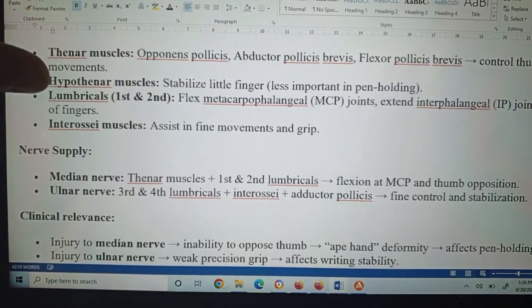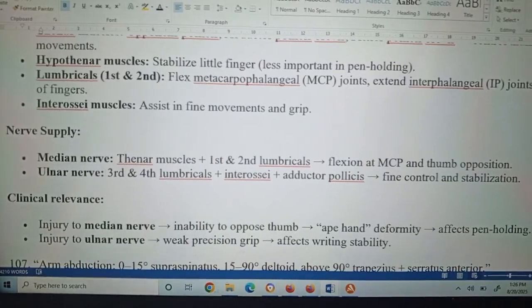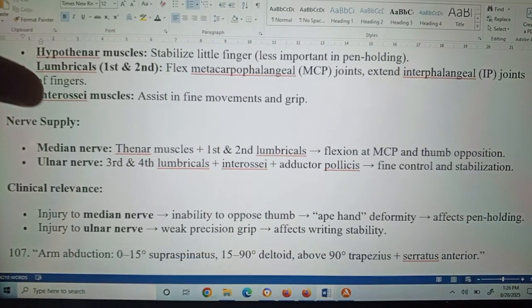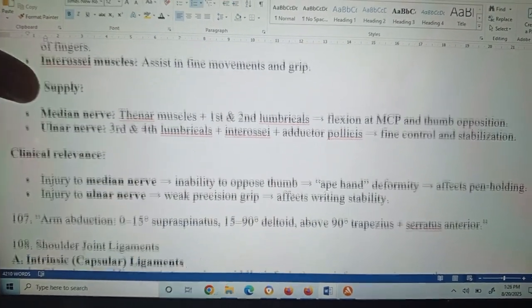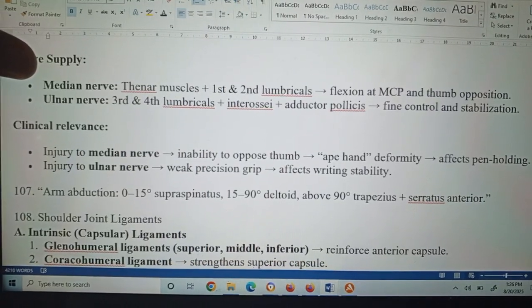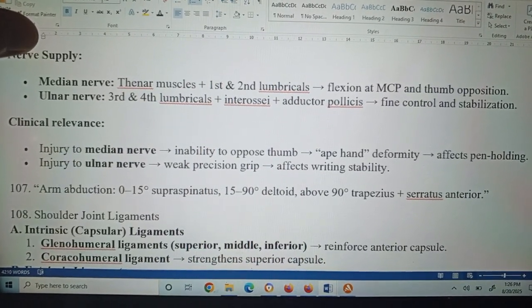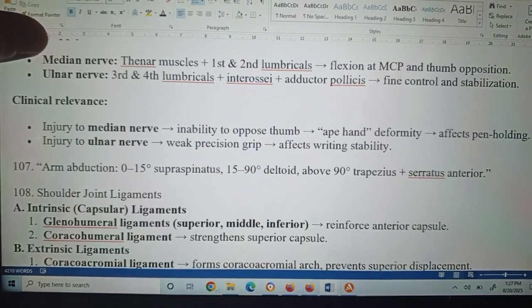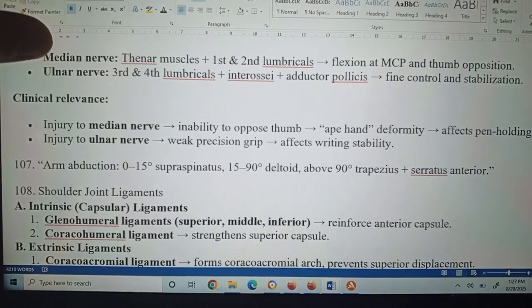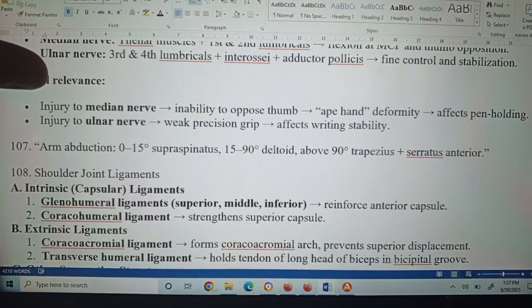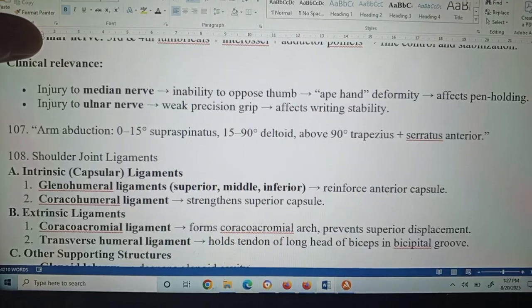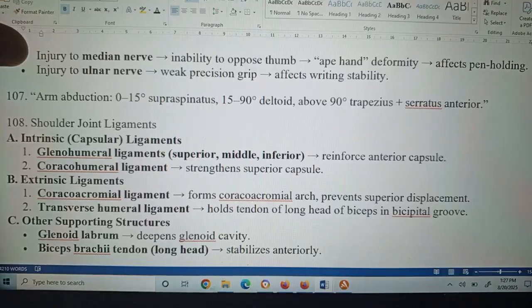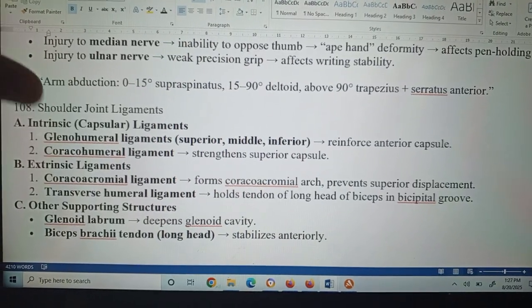Okay, the lumbricals, first and second, flex the metacarpophalangeal joints and extend the interphalangeal joints of the fingers. Interossei assist in fine movements and grip. The median nerve supplies the thenar muscles and the first and second lumbricals, for flexion at the metacarpophalangeal joint and thumb opposition. The ulnar nerve supplies the third and fourth lumbricals, interossei and adductor pollicis, for fine control and stabilization. Injury to the median nerve leads to inability to oppose the thumb, and ape hand deformity affects pen holding. Injury to the ulnar nerve causes weak precision grip and affects writing stability.